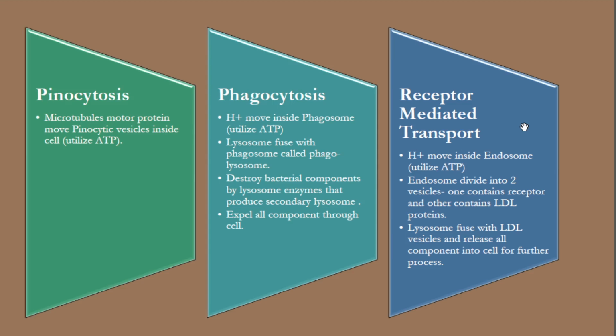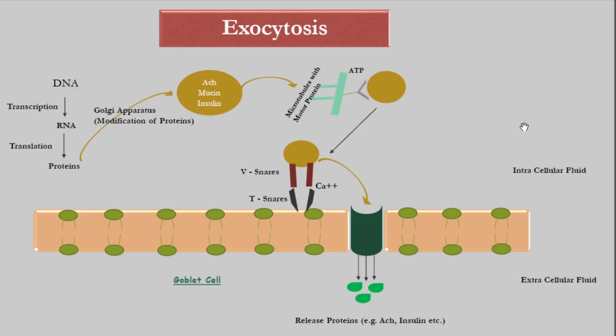Now let's see the last mechanism for transportation, that is exocytosis. The main difference between endocytosis and exocytosis is that the exocytosis process throws the waste material out of the cytoplasm, or we can say whatever waste material is left in the cytoplasm is transported outside to the cell excretory parts.